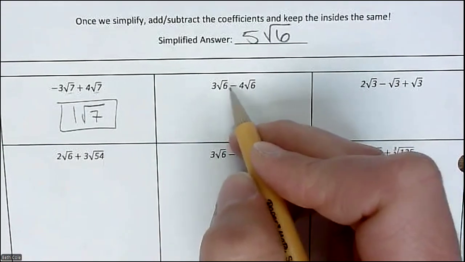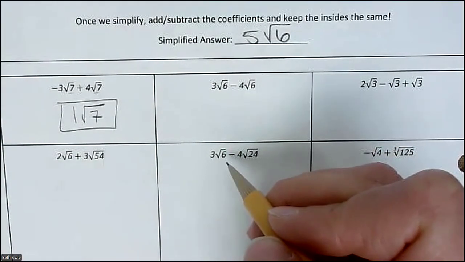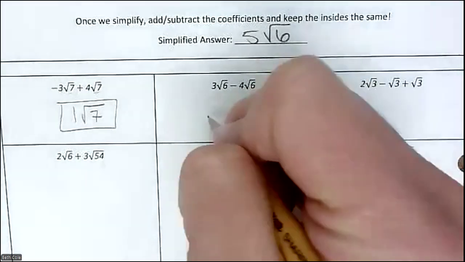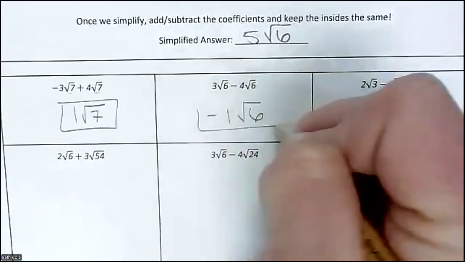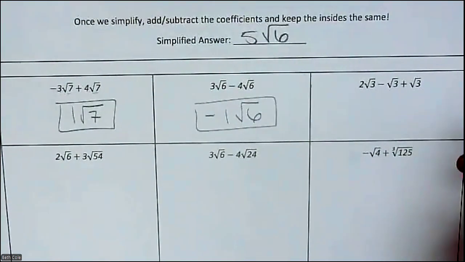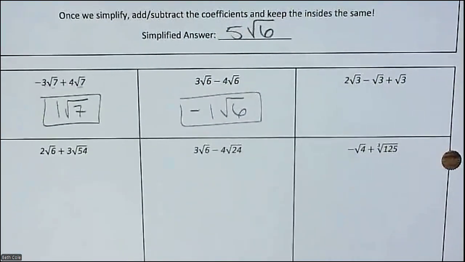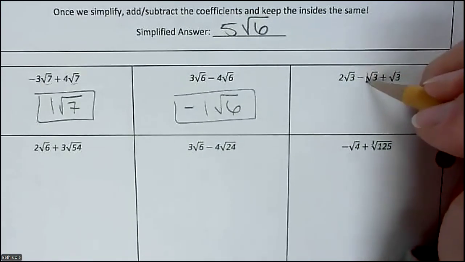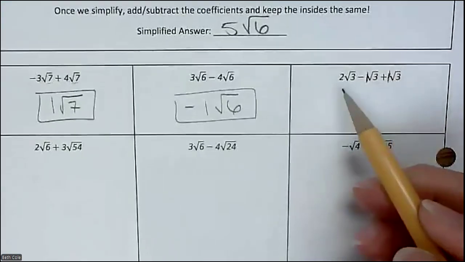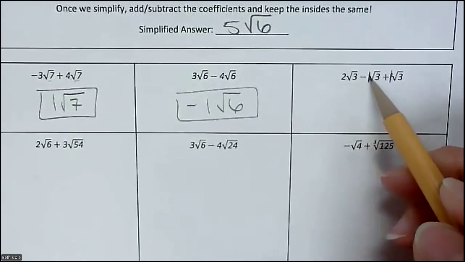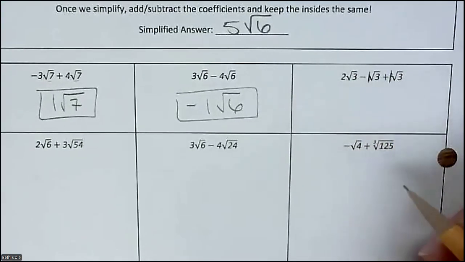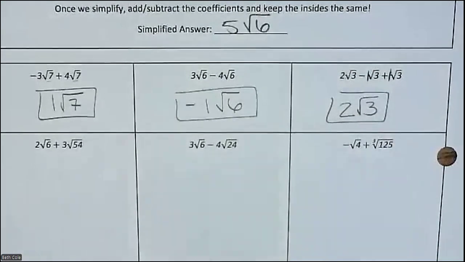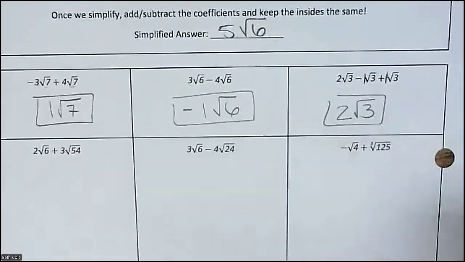Do you see how these are the same? Thank you. -1 square root of 6. 3 minus 4. Now, do you see how these are also all the same? Now, you can put 1s in front of these if you want to. It's 2 minus 1 plus 1. So 2 square root of 3. Good job. That part doesn't change.